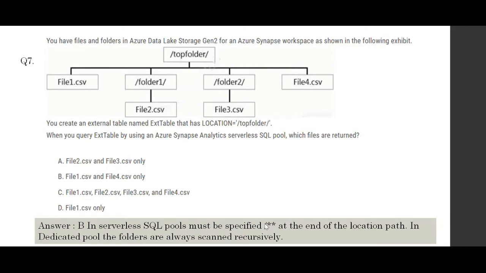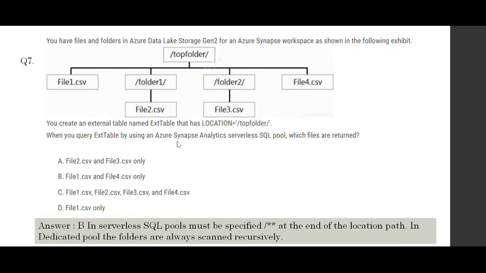You have files and folders in Azure Data Lake Storage Gen2 for an Azure Synapse workspace as shown in the following exhibit. So we have a top folder structure, and we do have 4 files, and 2 of those files are inside another folder. Okay. So you create an external table named ExternalTable that contains location top folder. When you query the external table by using an Azure Synapse Analytics serverless SQL pool, which files are returned? So here it's kind of a tricky question. The answer is obviously C, file 1, file 2, file 3, file 4. That should be the answer.